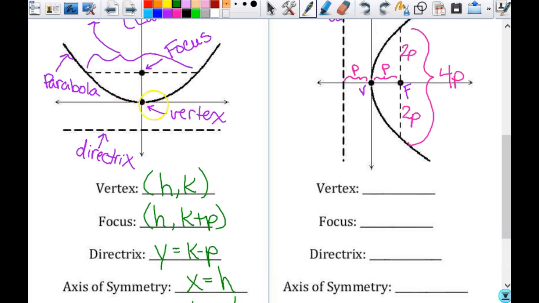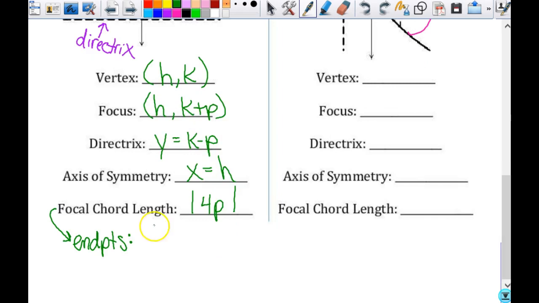If this is (h, k), right, and then this is (h, k plus p), right, then if I'm going to find these endpoints right here, that y value stays the same, but how do I find this x value? Not times 2, minus what? 2p, and this one would be plus 2p. So my endpoints are actually just the h value plus or minus 2p, and then the y value is the value of the focus, which is k plus p.